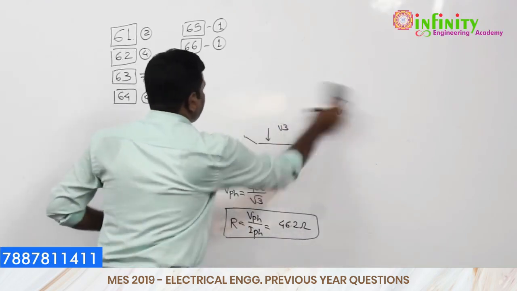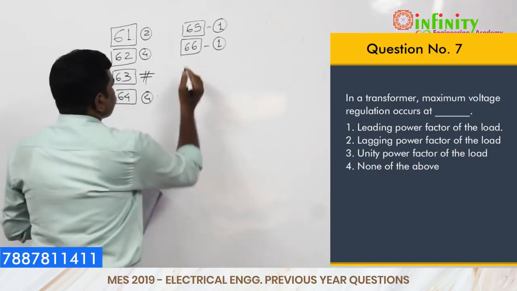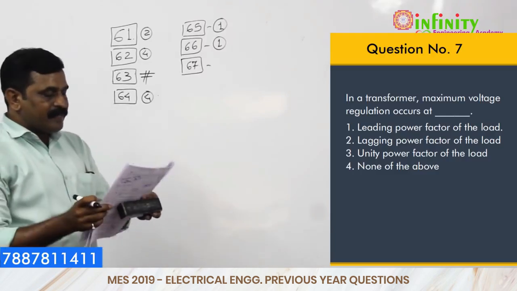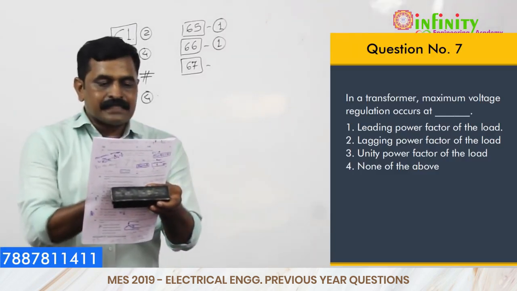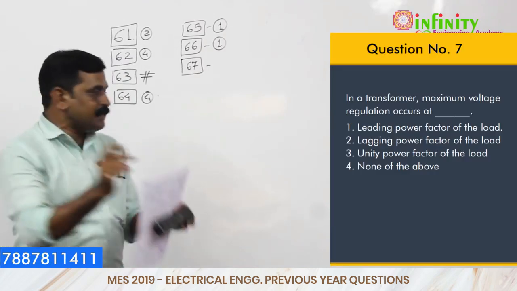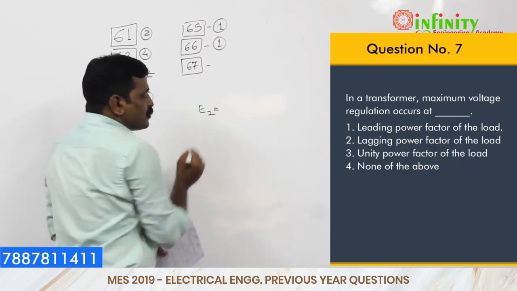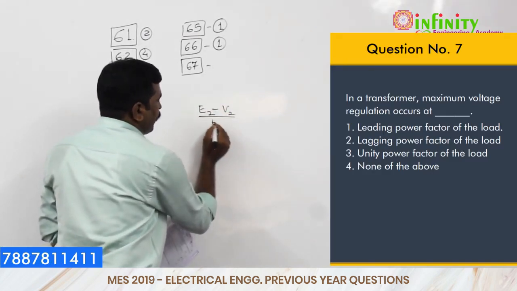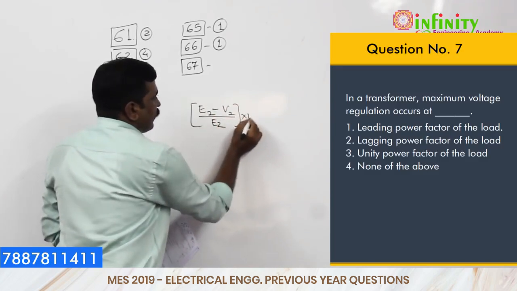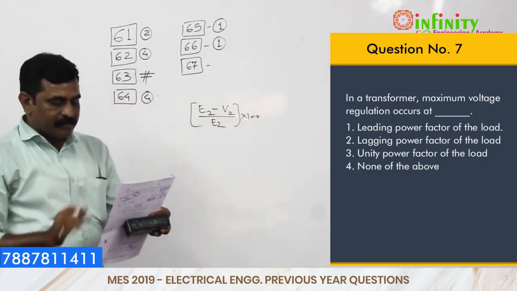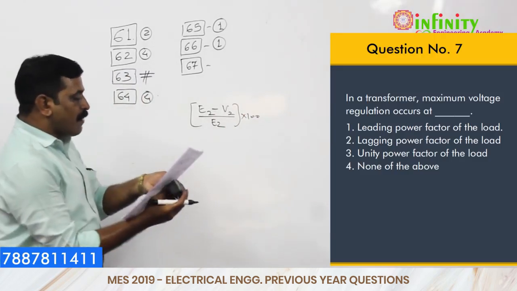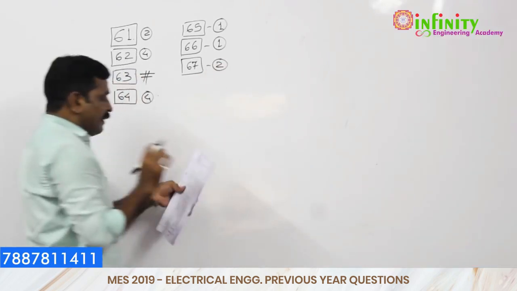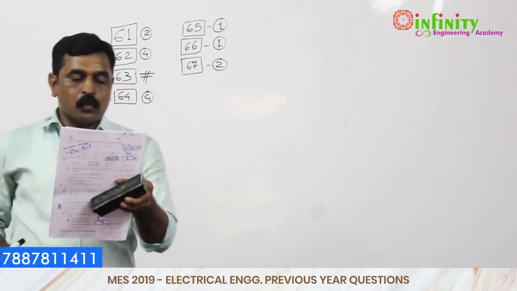Now question number 67. Again it is a theoretical specific concept. In a transformer, maximum voltage regulation relates with the induced EMF and terminal voltage. This is nothing but E2 minus V2 divided by E2 multiplied by 100. This is nothing but the percentage regulation, and this relates with the lagging power factor of the load. So this is option 2, lagging power factor of the load.